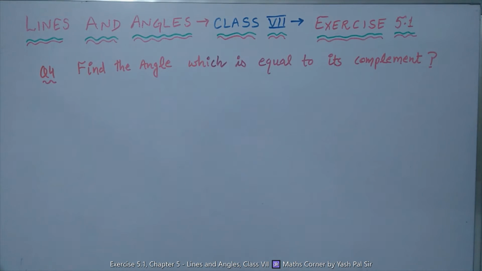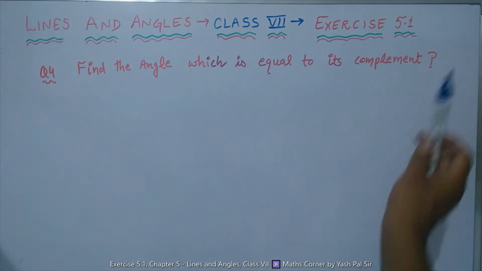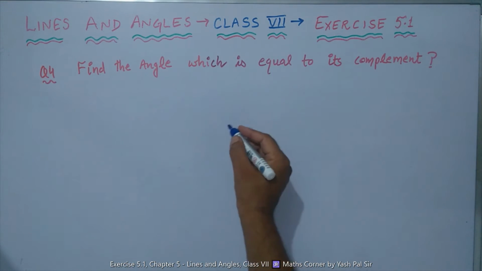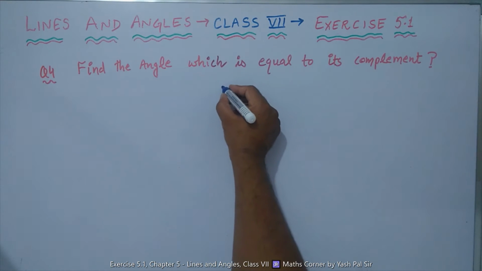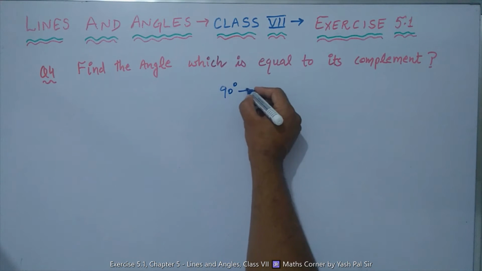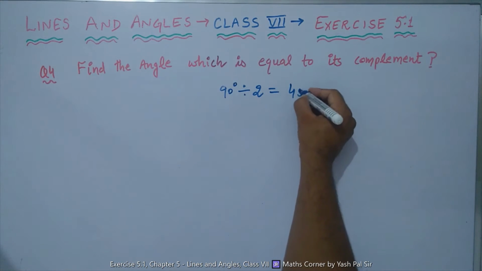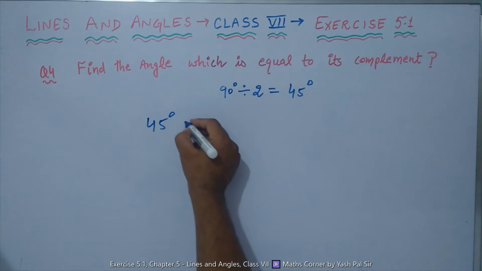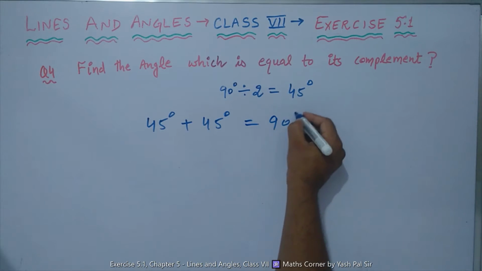Next, question number 4 is a very interesting question. Find the angle which is equal to its complement angle. So what do we know about complement angles? We know that the sum of two complementary angles is equal to 90 degrees. If we divide 90 degrees by 2, what is the answer? 45 degrees. So 45 degrees plus 45 degrees is equal to 90 degrees.